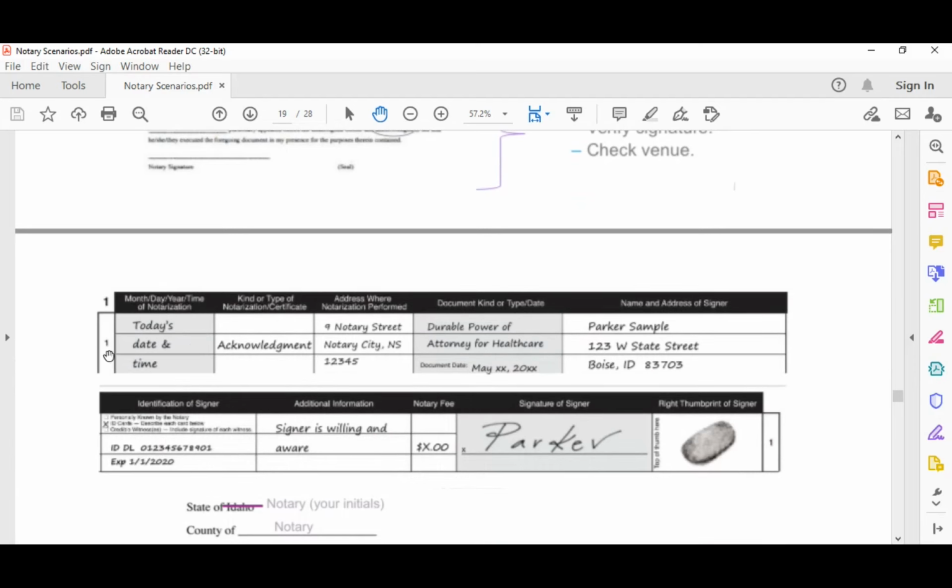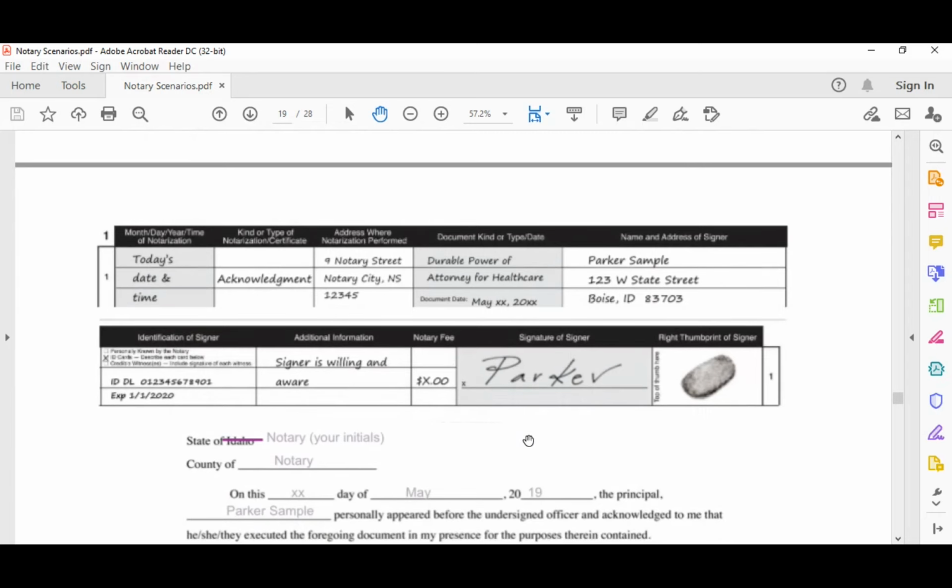But let's go ahead and fill out our journal entry here. The date of the document is a few days ago. Remember, it's not going to be today's date. It's going to be whatever date is on that document. Okay. It's not the date that it was signed, it's the date of that document. So you put the few days ago date. His address was current and accurate. You're going to put the address, identification information, your notary fee, have them sign, and collect the thumbprint.